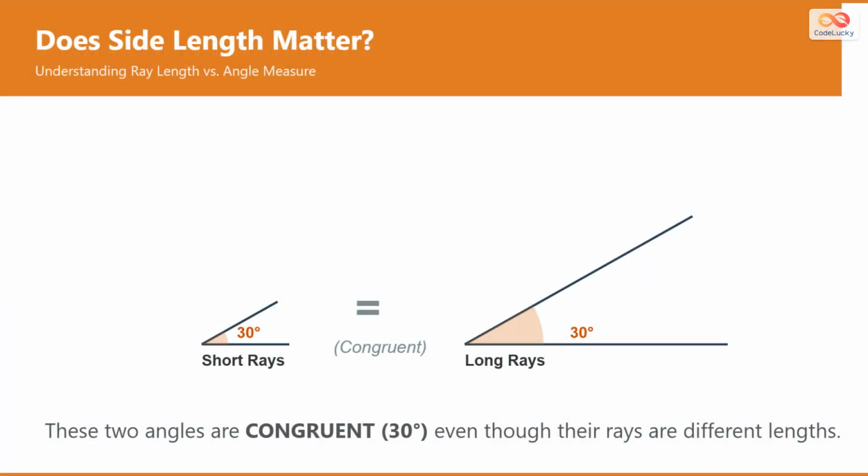A common point of confusion is the length of the lines. Remember, an angle measures the opening between two rays, not how long those rays are drawn. You can have tiny short rays or very long rays. If the opening is 30 degrees in both cases, the angles are still congruent.